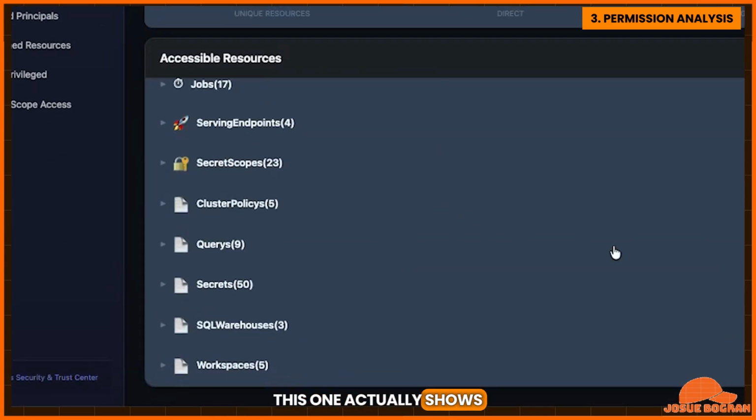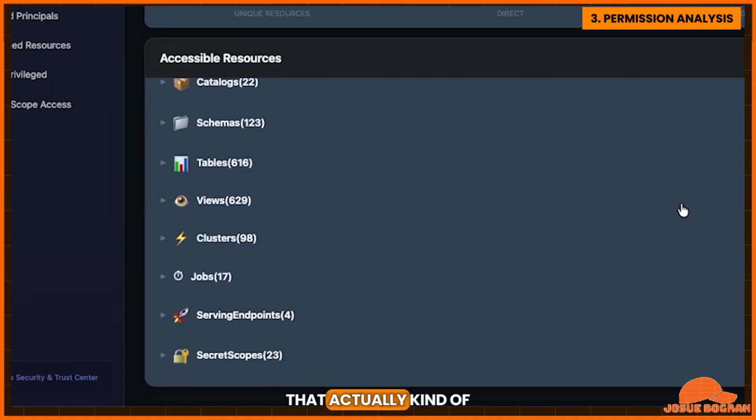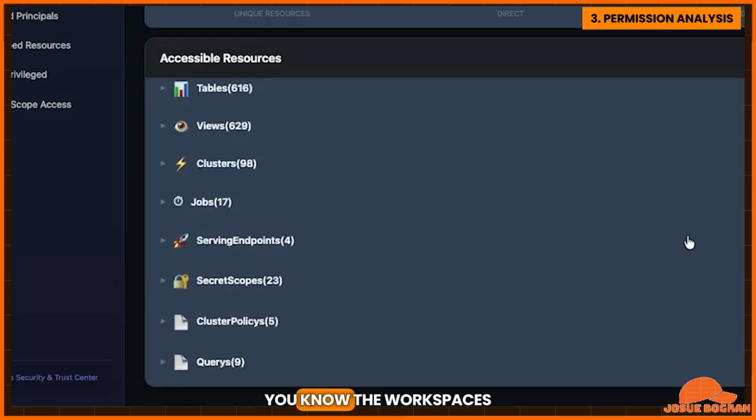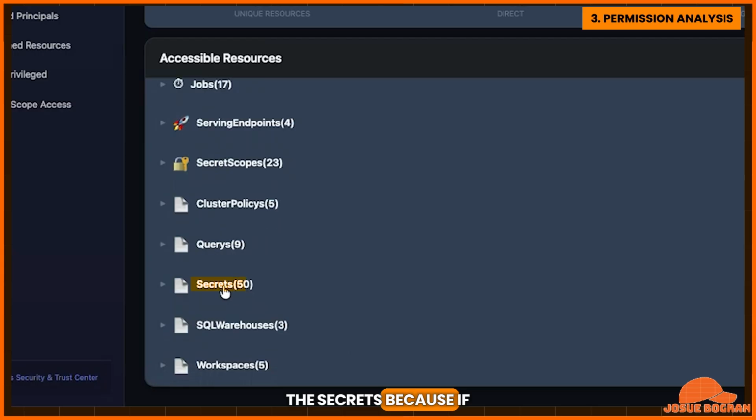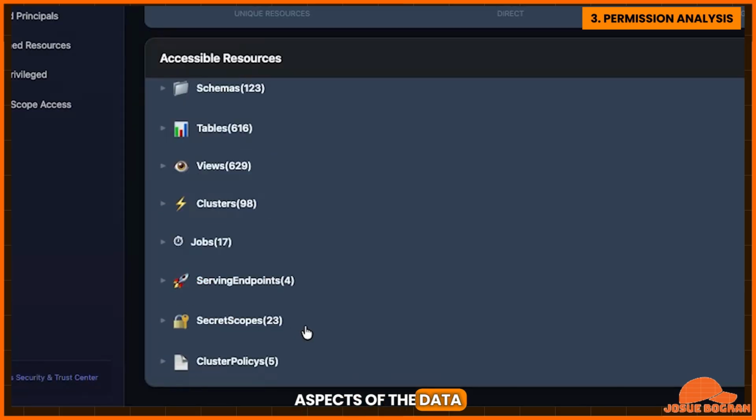The important part is that this actually shows not just data assets. Data is an important part of your data and AI platform, but there are a lot of things around the data that constitute your data and AI system, right? Like the workspaces, the secrets, because if you have access to a secret, you can use it to get into the data. Warehouses, if you have access to a warehouse, sometimes you can use that warehouse to query certain aspects of the data, and so on and so forth.